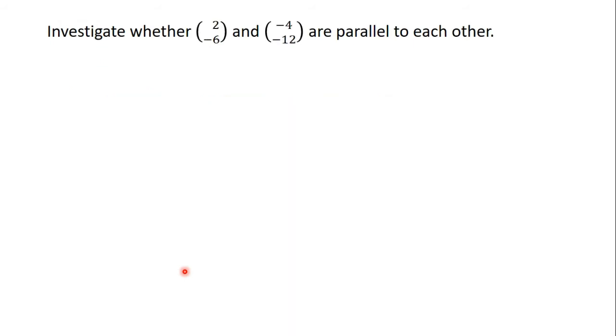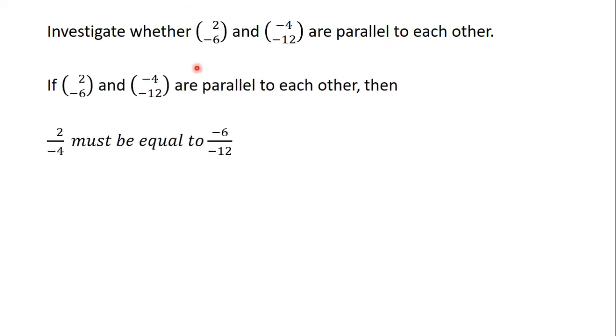Let's take the second one. We are supposed to investigate whether these two vectors are parallel. But we know that for these two vectors to be parallel, then 2 divided by minus 4 should be the same as minus 6 divided by minus 12. So first, we find out what is 2 divided by minus 4. That will give us minus 1 over 2. And minus 6 divided by minus 12 will give us 1 over 2.